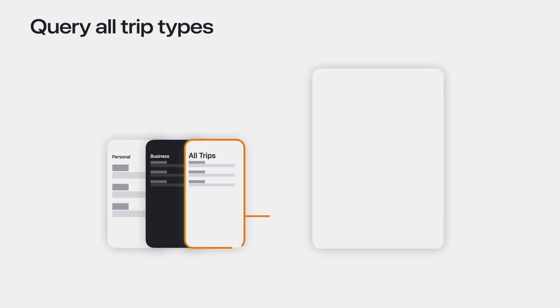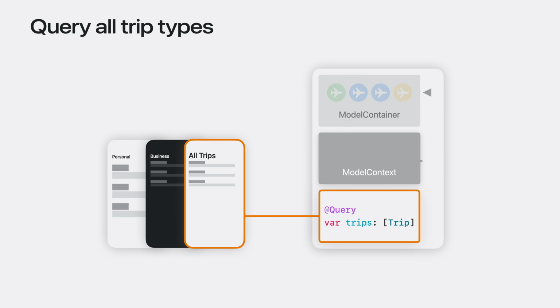When we use our inherited models, we know that a personal trip is a trip, meaning whenever I work with a type trip, such as in the query for trips in the view here, I can expect to find all types of trips, including personal and business trips, as well as just instances of the parent class trip. Here, we see our trips denoted as planes with the same coloring as our UI, flying from the model container to the model context, backing the query.